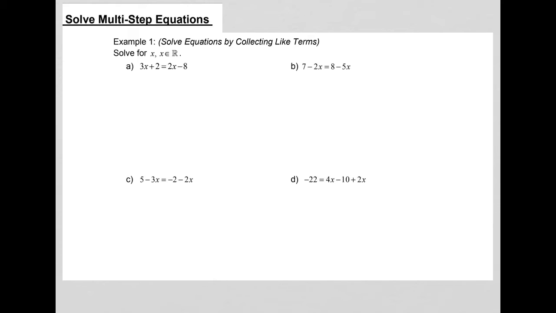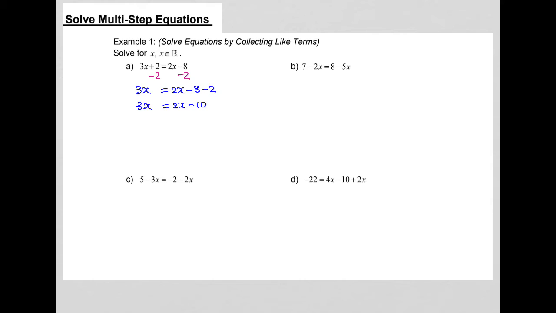So let's look at the left-hand side. On the left-hand side, you have 3x plus 2, but you want to remove the 2 on both sides. So first, you subtract 2 on both sides. How you write it: 3x equals 2x minus 8 minus 2. That means 3x equals 2x minus 10.